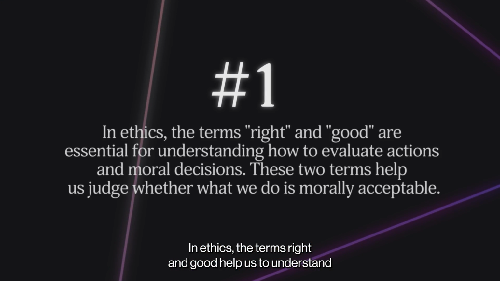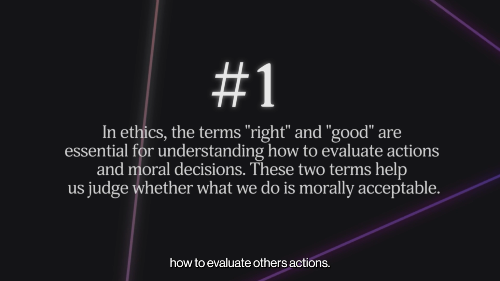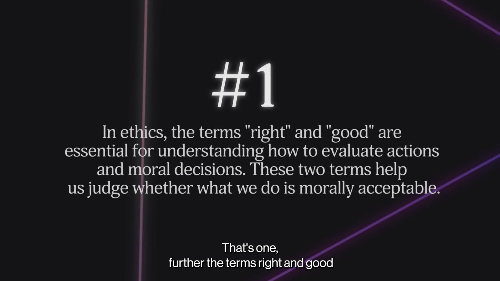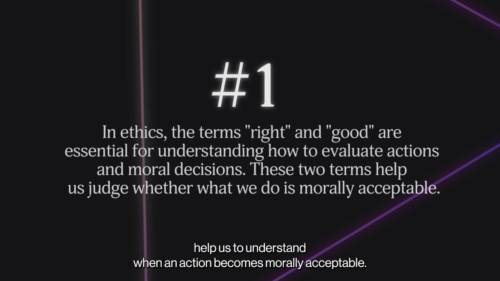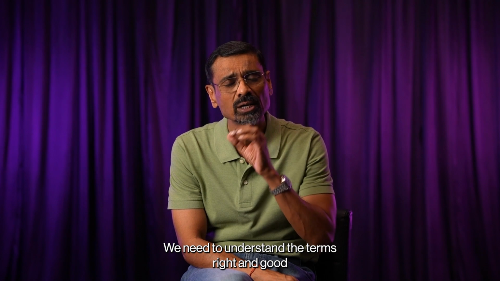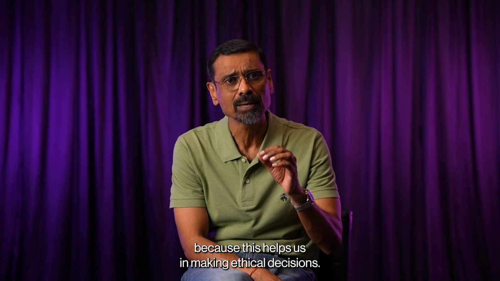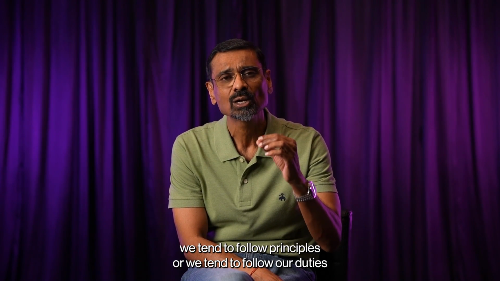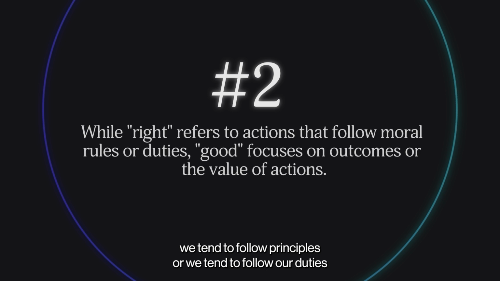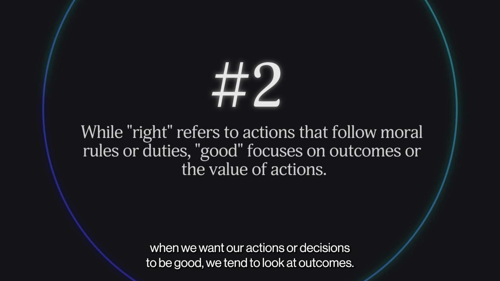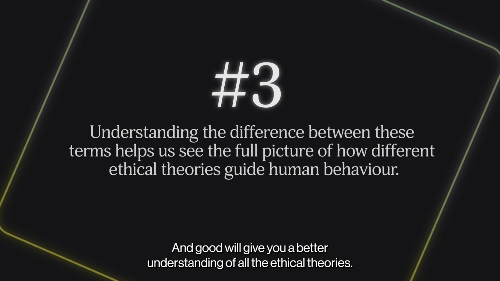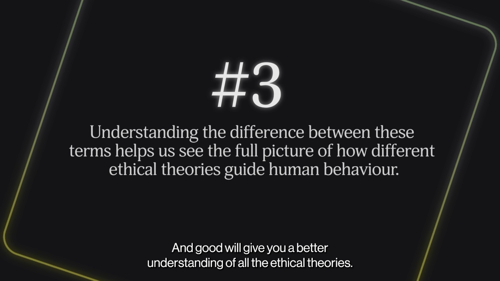In ethics, the terms right and good help us to understand how to evaluate others' actions. That's one. Further, the terms right and good help us to understand when an action becomes morally acceptable. We need to understand the terms right and good because this helps us in making ethical decisions. For example, when we want our actions to be right, we tend to follow principles or we tend to follow our duties. When we want our actions or decisions to be good, we tend to look at the outcomes. Now, this is something that's going to help all of you in doing case studies. Knowing the meaning of the terms right and good will give you a better understanding of all the ethical theories.